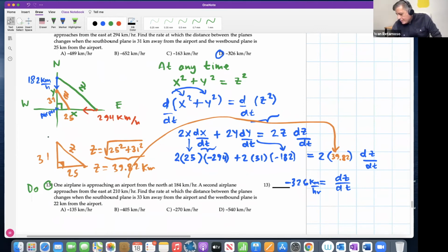Yeah, the equation is the same, right? The theorem of Pythagoras. Then you take derivatives in both sides. Then you replace what you have. You find what you don't have. That should be it.